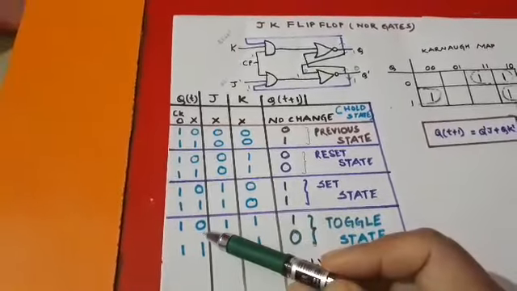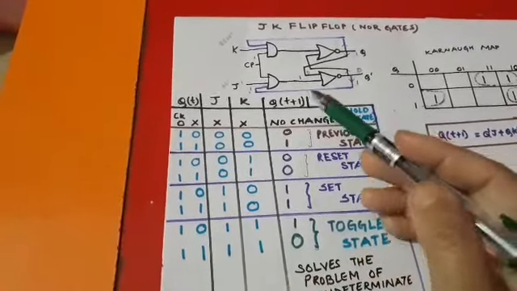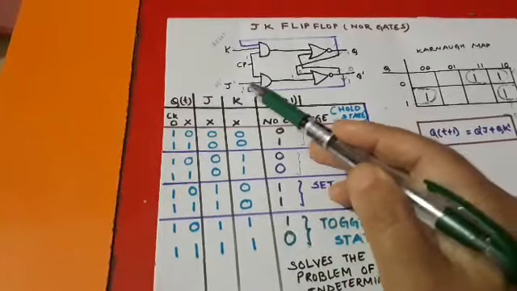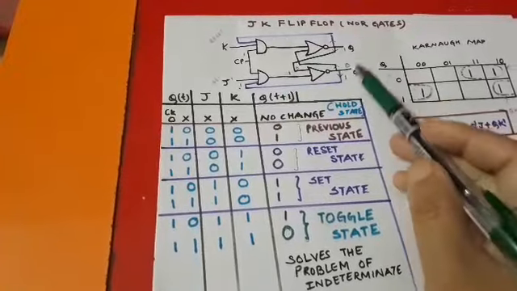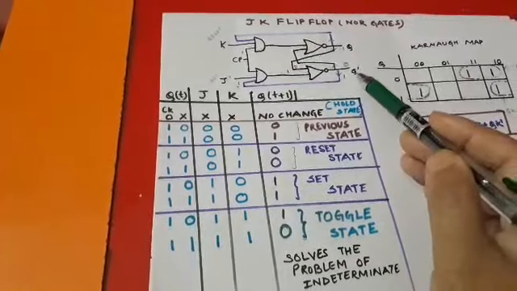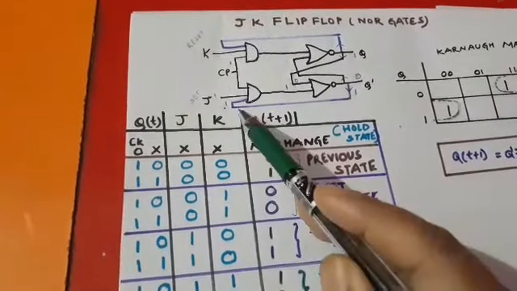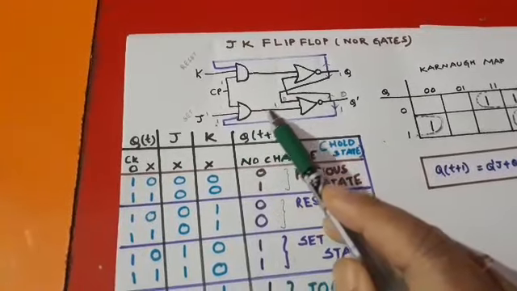Here my Q previous is 0 and both J and K are 1. So we can pick up any one side. We'll pick up again the same side, J only. Here Q is 0, so we are taking Q prime as 1. So I have written here 1. Can you see that? This 1 is coming here. J is 1, so 1, 1, 1 gives us 1.